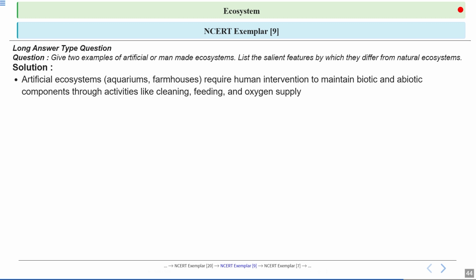Now, artificial ecosystem. So these environments such as aquariums and farmhouses are examples of artificial ecosystem or man-made ecosystem. They require human intervention to sustain their biotic and abiotic components. Okay, so they require activities like cleaning, feeding, and supplying oxygen.